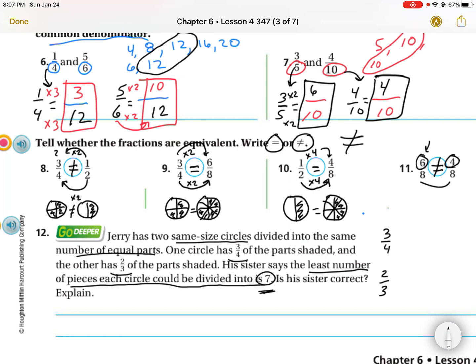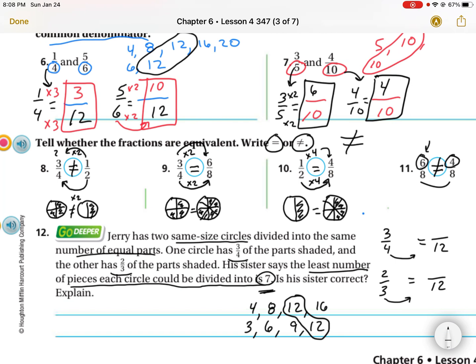All right, so could 7 even work? Is there anything I could multiply 4 by to get 7? Or 3 by to get 7? Let's do our multiples. 4, 8, 12, 16, 3, 6, 9, 12. So actually, the smallest they could be divided into to be the same size would be 12.